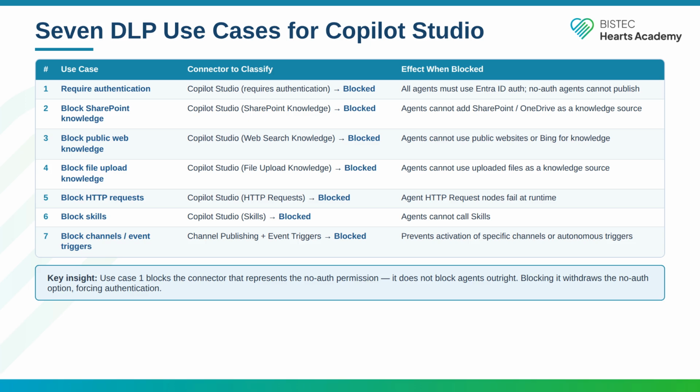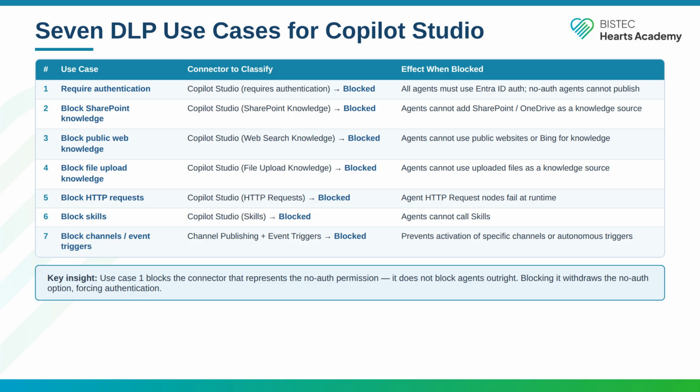Use case 2 is block SharePoint knowledge. Move the SharePoint knowledge connector to blocked. Agents within scope can no longer add SharePoint or OneDrive as a knowledge source. Existing agents with SharePoint knowledge already configured will display error banners and may fail at runtime.